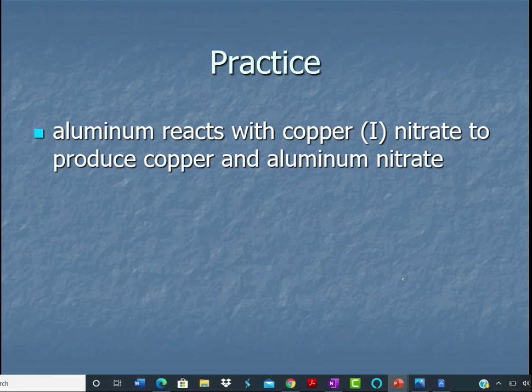Okay, let's try this one. Aluminum reacts with copper 1 nitrate to produce copper and aluminum nitrate. So go ahead and pause the video and write your formulas, and let's see how you did.